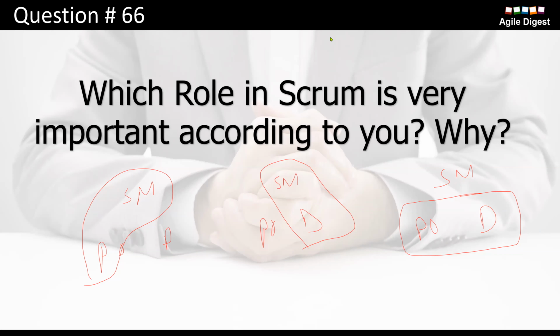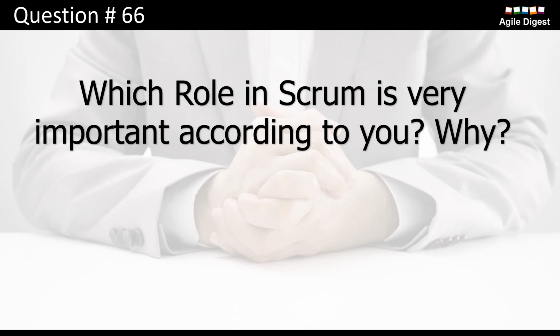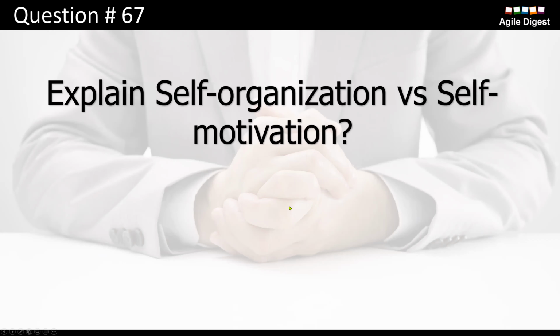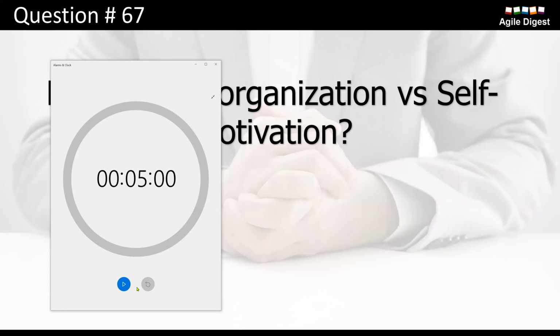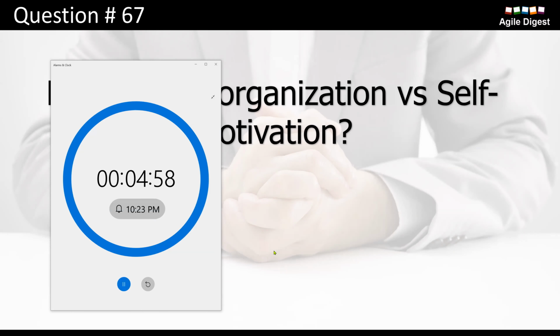All right. Yes, very much. All right, so let's talk about the next question. This one you start discussing with each other. Explain self-organization versus self-motivation. Try to think about that, and in 5 minutes, I'll just observe what you have discussed. All right, so I'll just quickly start the timer. Where is the timer? All right, your time starts now.